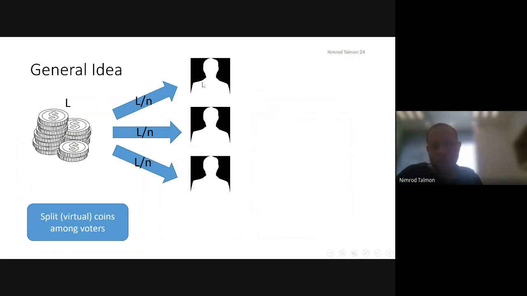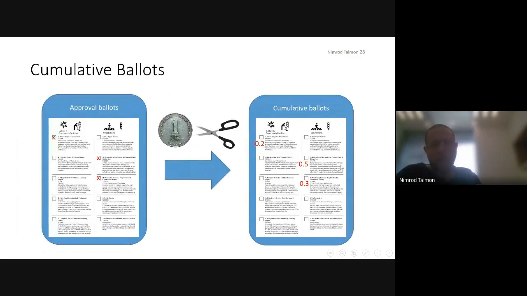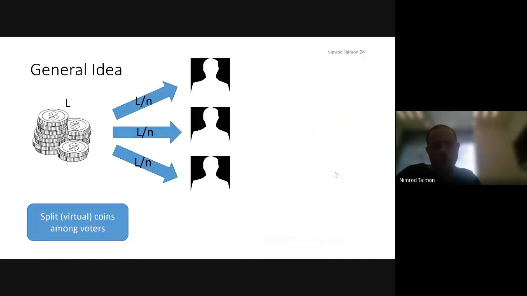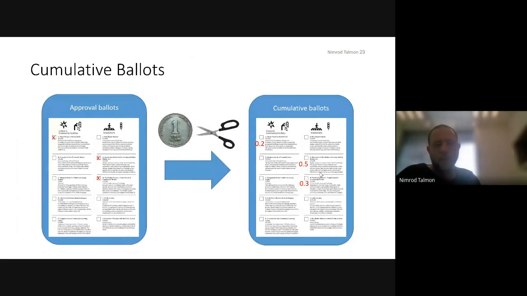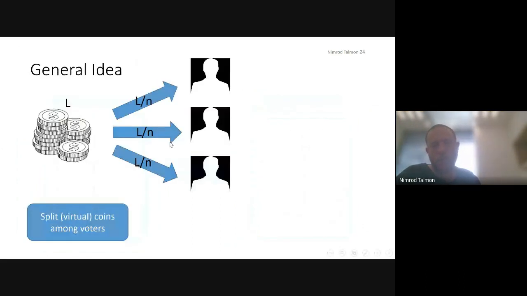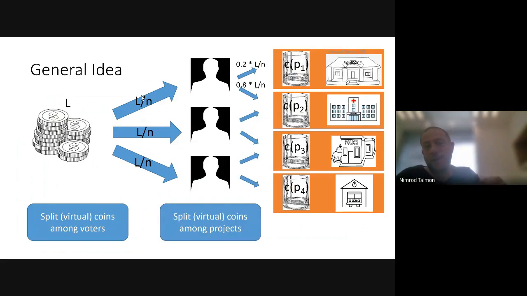So we can just look at these cumulative ballots and normalize them, basically multiply all of these values by L over N, which is almost like saying that instead of giving each voter just one virtual coin, we give each voter L over N virtual coins, and this voter should split these tokens among the projects. This is just the way that I think is useful to view the ballot for the description of this algorithm. Okay, so this is what voters basically get, and now each voter splits the L over N tokens that they have among the projects.